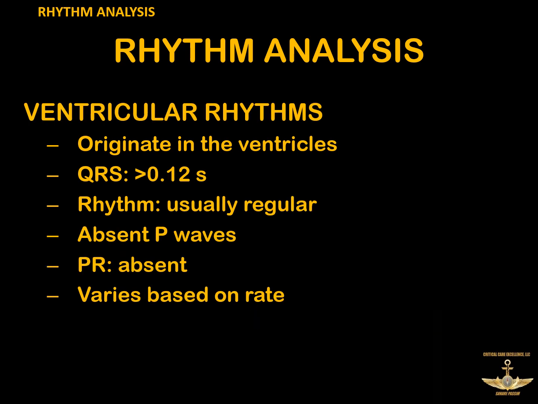And that brings us to ventricular rhythms. Now, as the name would imply, they originate in the ventricles. Something that's inherent to ventricular conduction is if the rhythm originates in the ventricle, then its conduction is going to be rather unusual. And the biggest sign of that is going to be wide QRS complexes. So it's going to be greater than 0.12 seconds.